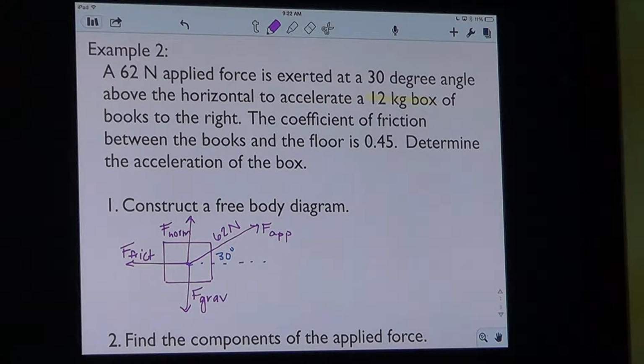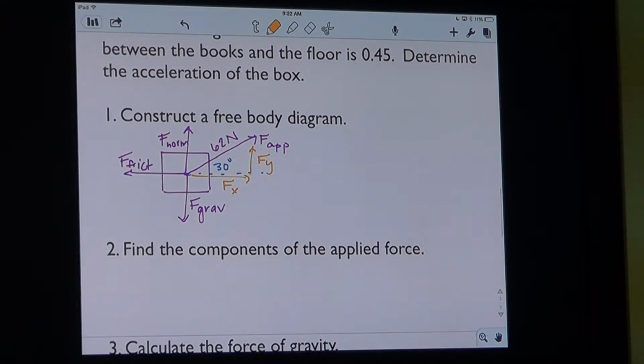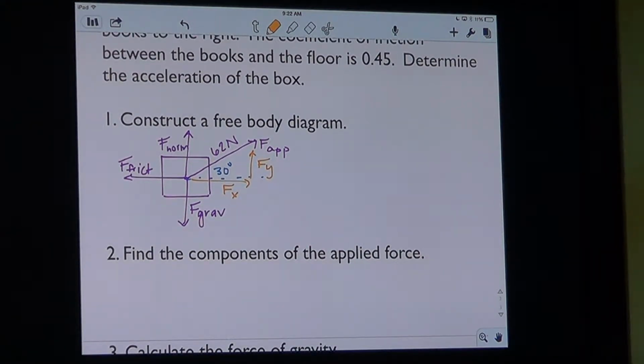Okay, so there's all my forces. And so we're going to need to calculate the components of the applied force. So we'll need to find the Fx of that and the Fy. So like we did the last one, the Fx is going to equal 62 times the cosine of 30, and the Fy is going to equal 62 times the sine of 30.